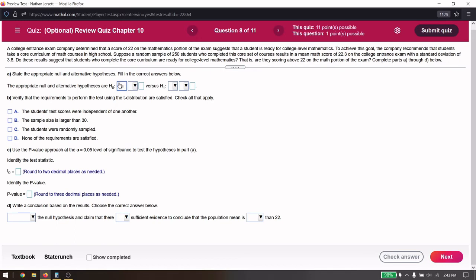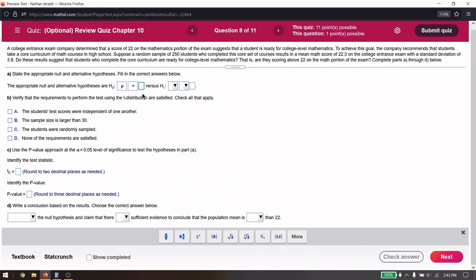Yeah, so when you're doing this, you're always talking about the population, in this case, population mean. Before we were talking about population proportion. That's why it's mu. X bar is the sample mean. So we have a sample, but it's not what we're talking about as the full population. Here, the null hypothesis is where the mean equals what's already been given, 22. And the alternative is saying, are they scoring above 22 in the math portion? So is this actually greater than 22?